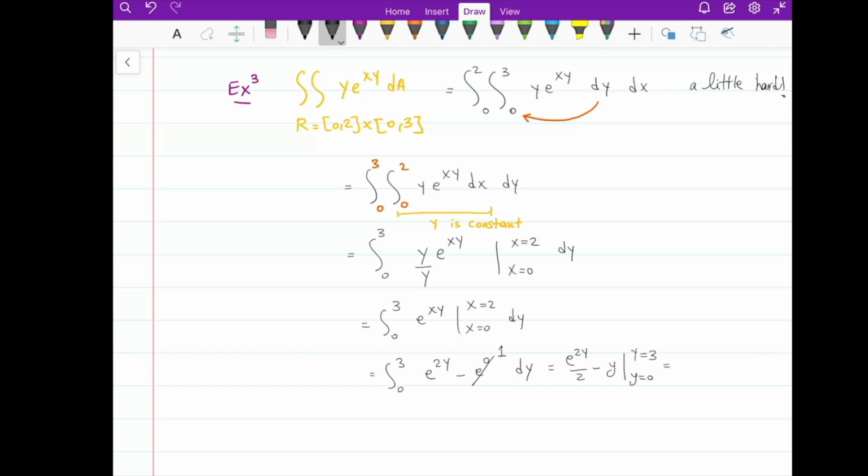So plug in 3, I get e to the 6 divided by 2 minus 3, minus plug in 0, I get e to the 0 divided by 2 minus 0. As you see here, I just get a 1/2. So don't assume that when we have 0, it would be 0 everywhere. Just plug in and make sure that you do all the steps. So it would be e to the 6 divided by 2 minus 3 minus 1/2, which would be e to the 6 over 2 minus 7/2.